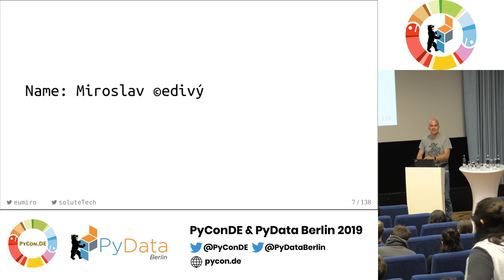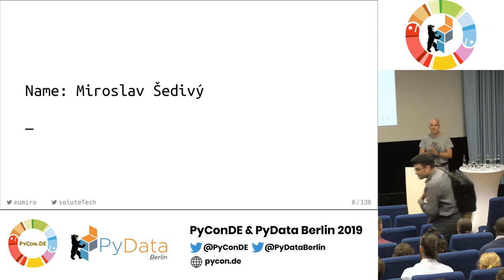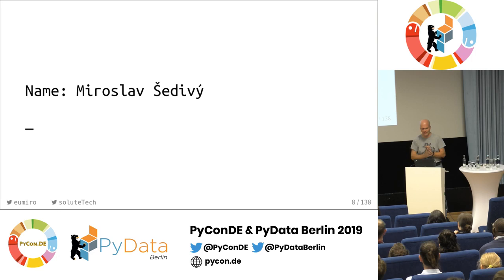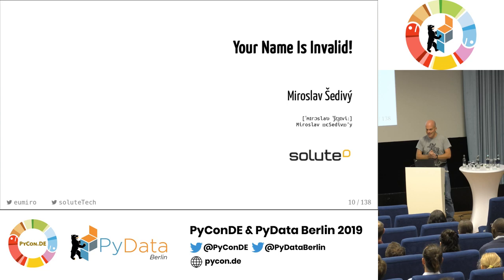This was just a very short list of the names I see on the post that is coming to my home, on my cards from different organizations and companies. But this is how it should be written. And sometimes I even see this text. My name is Miroslav Šedivý. This is the first line over there. There is how you pronounce it with the IPA. And the second line is how you can type it correctly using the compose key.